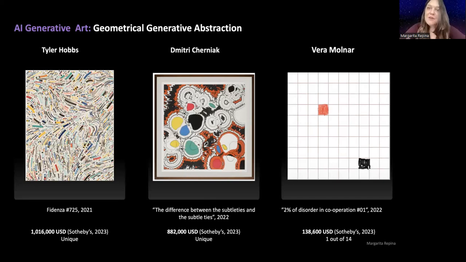Vera Molnar is the first female generative artist, who is currently 96 years old. She's still active in her creativity. She recently created an amazing set of generative artworks, which were sold at Sotheby's, as well as exhibited and sold during the recent art fairs Frieze London and Frieze Masters. So here you can see the prices, how the market values this kind of art, and we can conclude that this is blue chip art.